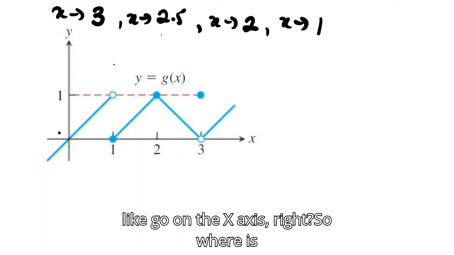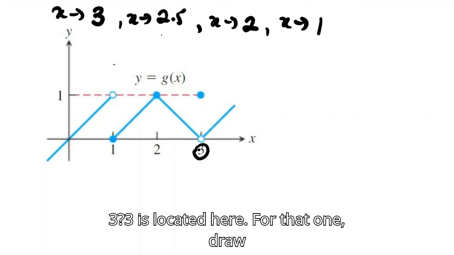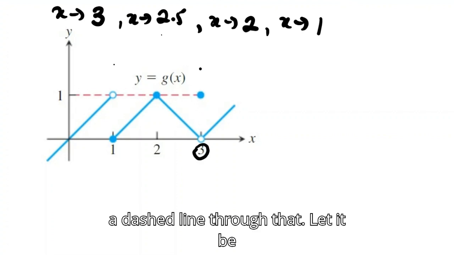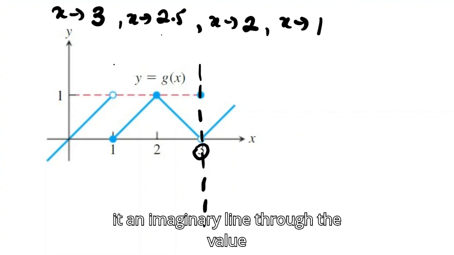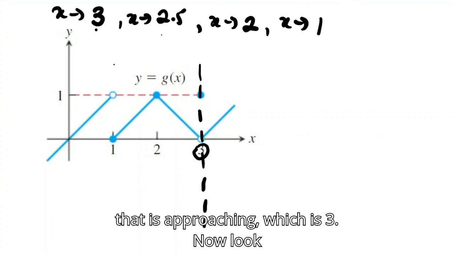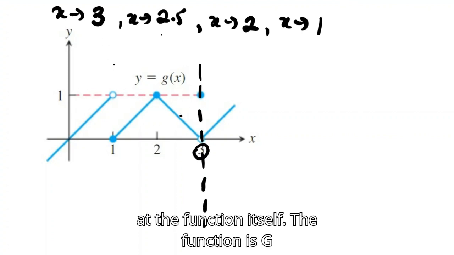So what to do, like go on the x-axis, right? So where is 3? 3 is located here. For that one, draw a dashed line through that. Let it be like a transparent line, or you can call it an imaginary line through the value that is approaching, which is 3. Now look at the function itself.